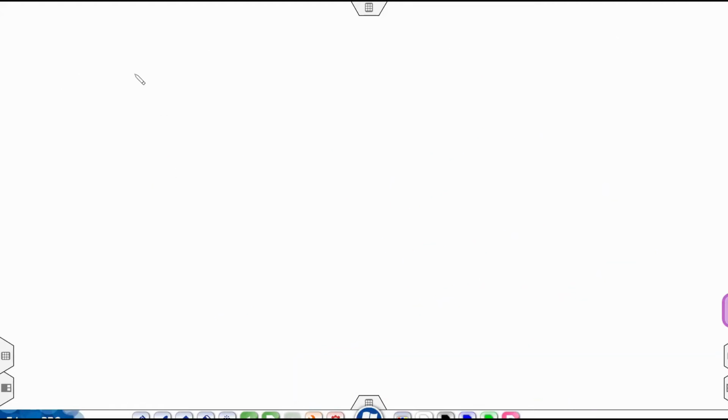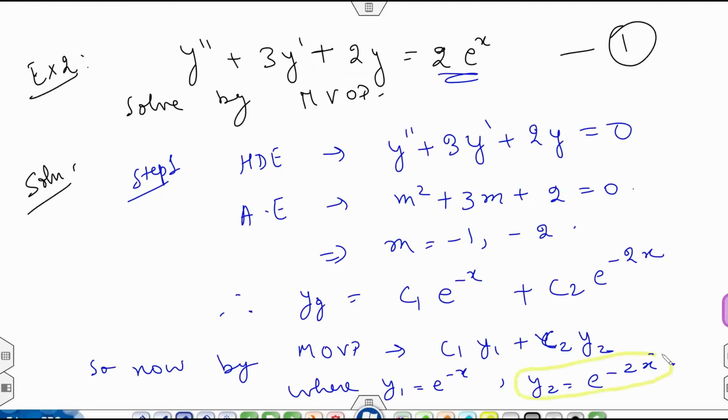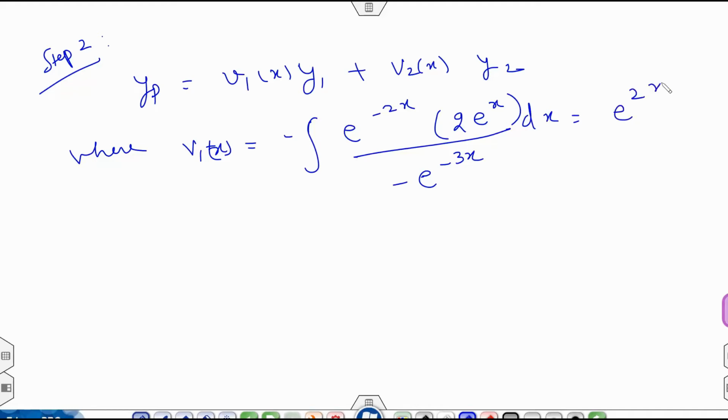So by the method of variation, this is my step 2. I'll write down yp is v1(x) y1 plus v2(x) y2, where again you need to do the same thing. You need to find v1, which I just write directly: this is y2, that is e to the power minus 2x, into the Wronskian. Just find the Wronskian. You will get this, and then e to the power minus 3x dx will give you e to the power 2x. If there is any confusion about the Wronskian, just take a look at how we can find the Wronskian.